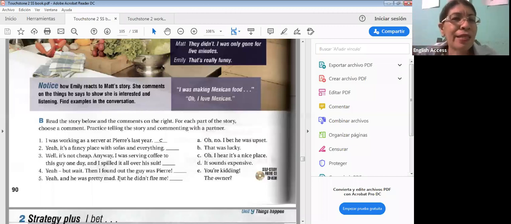Now let's do the exercise B. It says read the story below and the comments on the right. For each part of the story, choose a comment. Practice telling the story and commenting with a partner. We have an example. Number 1. I was working as a server at Pierre's last year. Letter C. Oh, I hear it's a nice place.